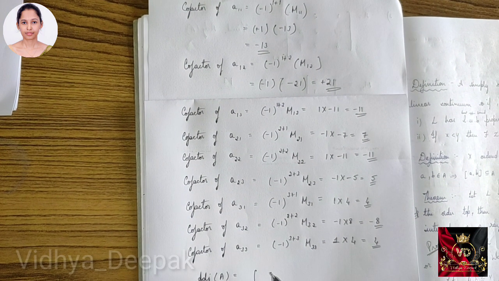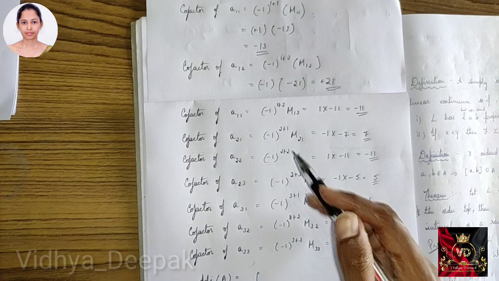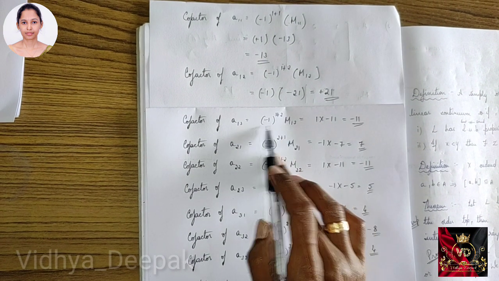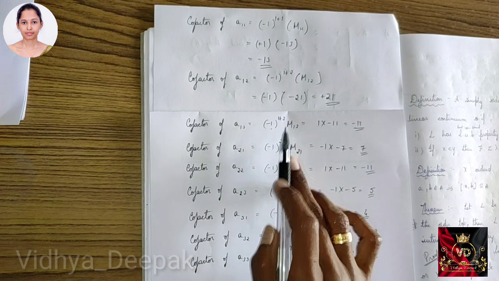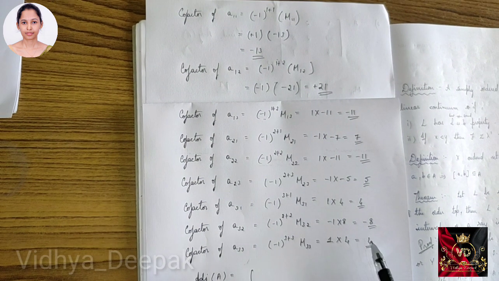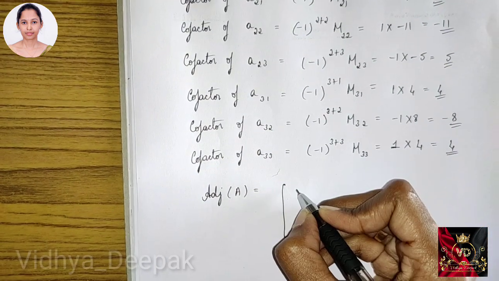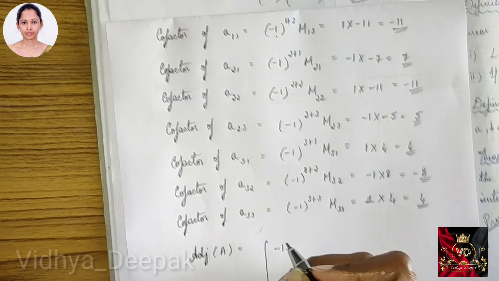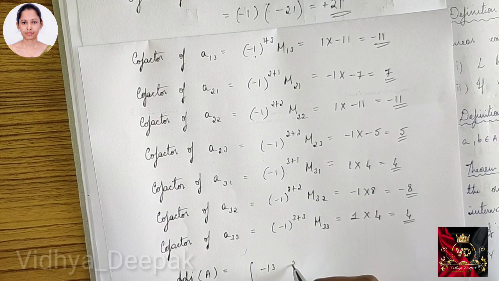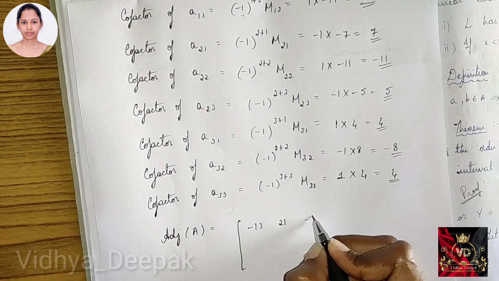Okay, now I have found the cofactors for all: A13, A21, 22, 23, 31, 32 and 33. Right? So along with M11, M12, all these, we have to add minus 1 to the power of these suffixes i plus j. Right? So likewise, we found all the elements now. Now, in order to find the adjoint of A, we have to write all these down, right? So what was A11? A11 is minus 13, right? So the first element is minus 13. Next, A12 is plus 21. A12 position is plus 21. Again, A13 position is minus 11.